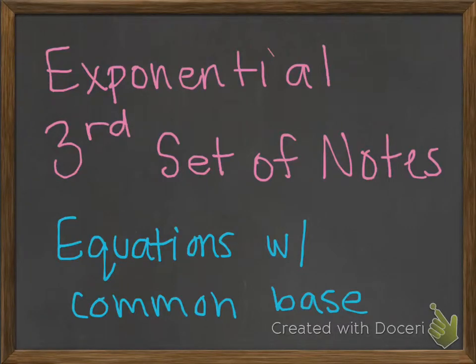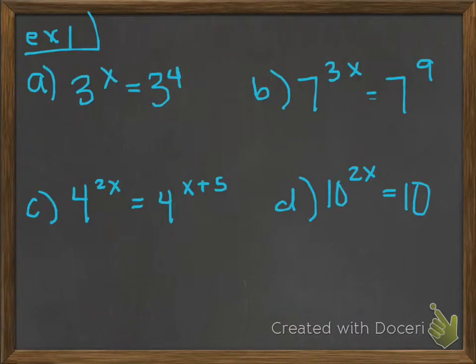Today we're doing the third set of notes and we are solving equations. Notice the premise of these is that you have to have the same base. If you have the same base, then you can set your exponents equal. So in letter A, you notice we have a base of 3 on both sides, so therefore x must be equal to 4. I know that problem was very easy and very basic, but the goal is we're going to start with easy ones and work our way up.